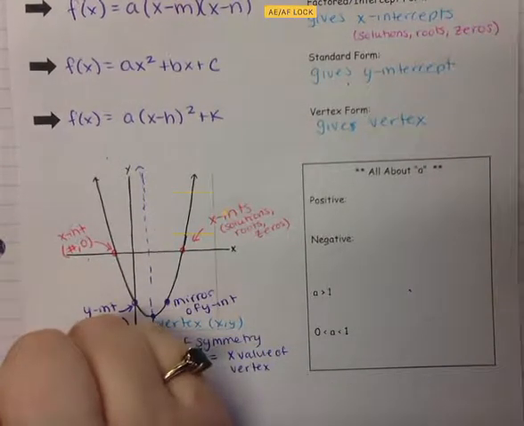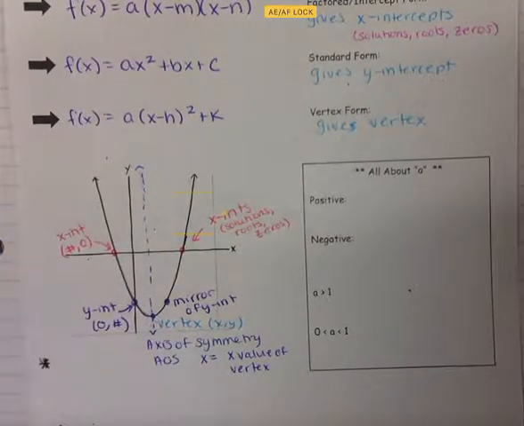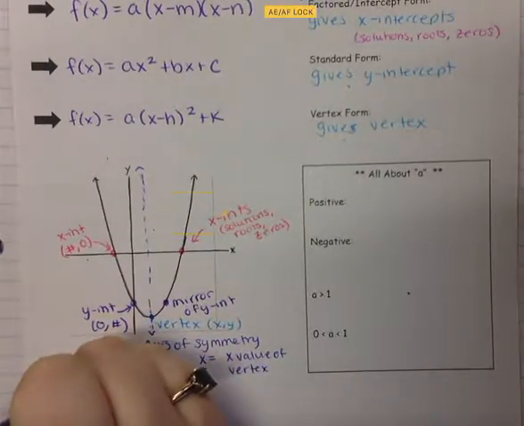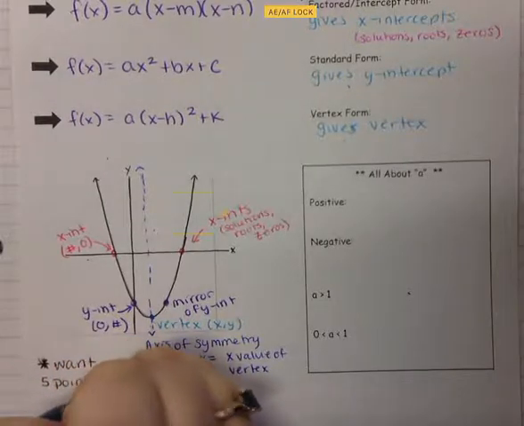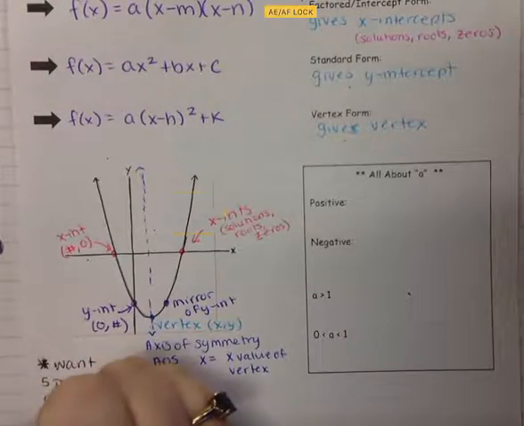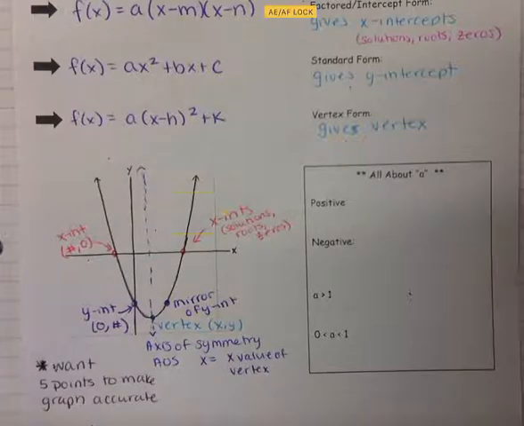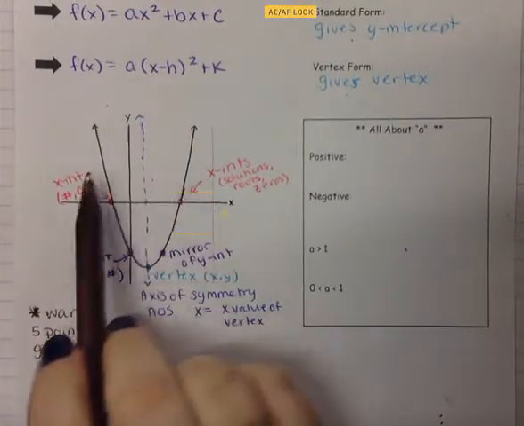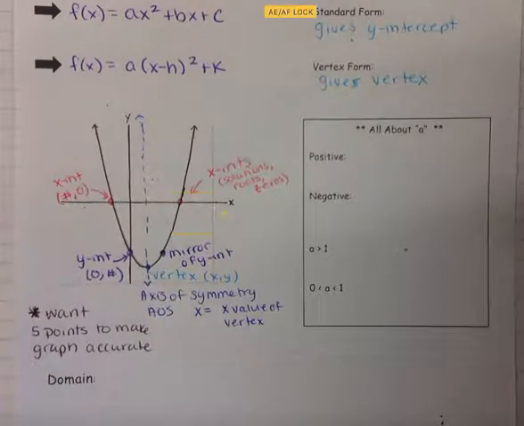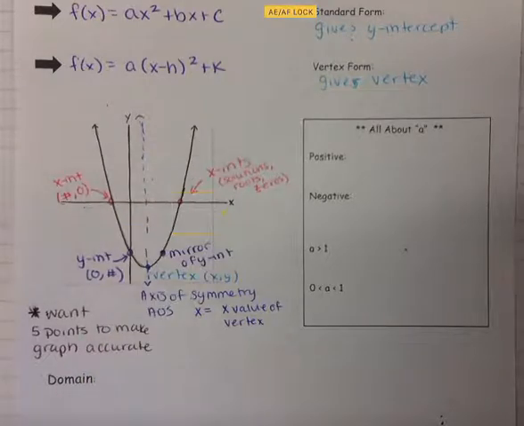So I'm going to put a note down here. You want 5 points to make your graph accurate. That's the 2 x-intercepts, the y-intercept, the mirror of the y-intercept, and the vertex. And again, if you find another coordinate and you can do the mirror of that, that works as well.